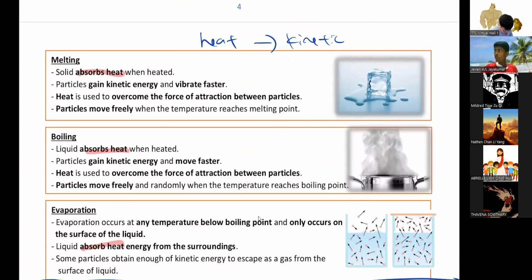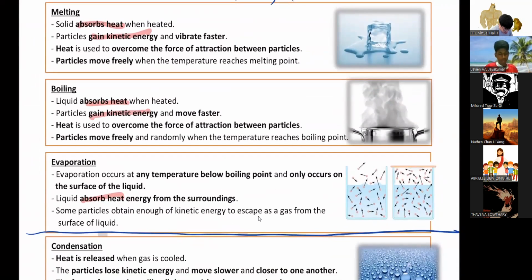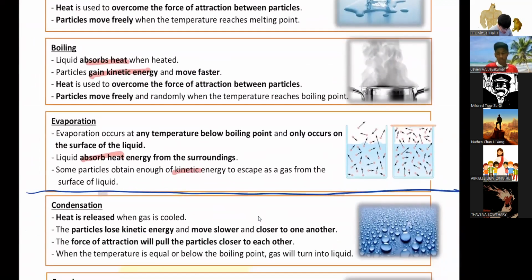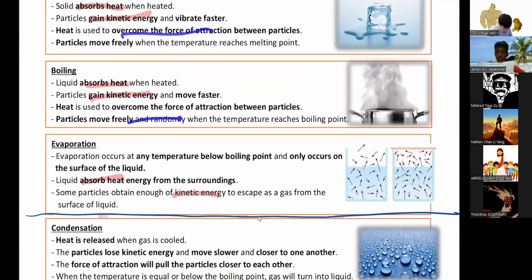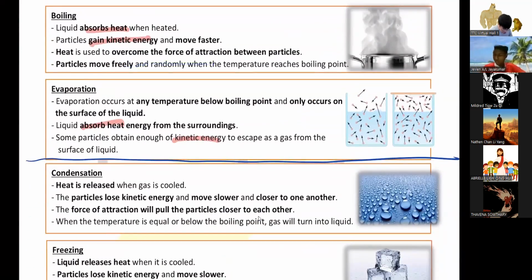All right, so they will absorb heat, they will gain kinetic energy. Gain kinetic energy and gain heat is the same explanation, so please don't get this wrong. And they will move faster. So what do they do? They overcome the force of attraction.